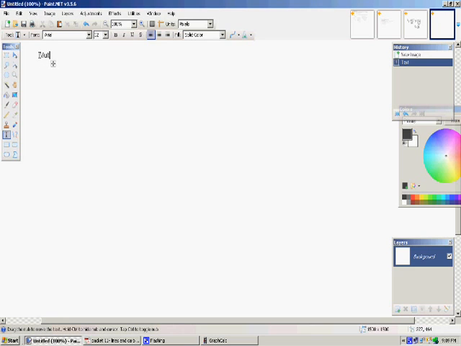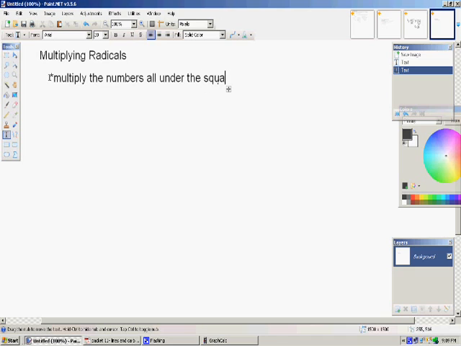Okay, the next thing that we're going to talk about is how to multiply. And sorry, let me make this bigger. How to multiply radicals. So go ahead and title your next section Multiplying Radicals. And let's see, I'm going to give a little hint here, or instruction. When you multiply radicals, you always multiply the numbers of each radical all under a square root. Okay, so multiply the numbers all under the square root. Okay, I'll do an example so this makes sense.